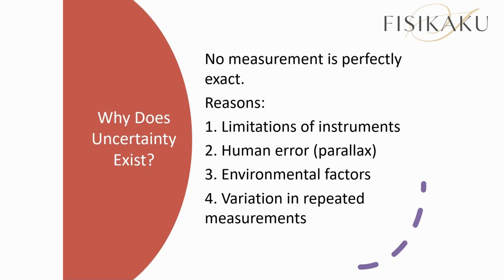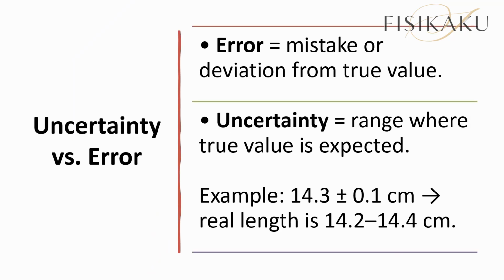It's important to distinguish between uncertainty and error. Error means a mistake or a deviation from the true value. Uncertainty is not a mistake. It is an honest statement of the range within which the true value is expected to lie. For example, if you measure the length of a pencil as 14.3 ± 0.1 centimeters, you are saying, I am confident the real length is somewhere between 14.2 and 14.4.